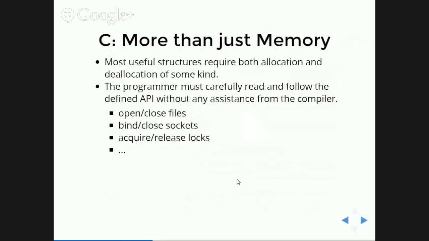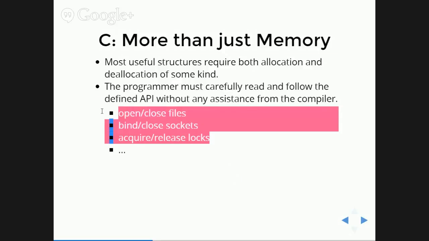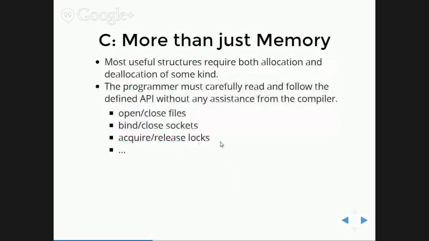Beyond just memory with malloc and free, a lot of the most common useful structures have some idea of allocation and deallocation. So maybe you open a file, you're supposed to close the file when you're done. When you bind to a socket, you're supposed to close the socket when you're done. If you acquire a lock for shared data structures in a concurrent situation, you're supposed to release the lock when you're done, otherwise you're going to get a deadlock. So everything that you do when you initialize has to be matched by something in deinitialization.